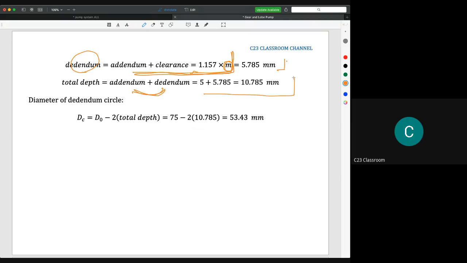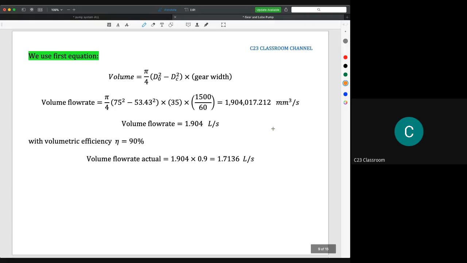To get the diameter of the dedendum circle, we can calculate like this, and we get the diameter of 53.43 millimeters. This is the diameter for the small d. Now the volume is pi over 4, d squared of the addendum circle minus that of the dedendum circle, and then we multiply with the gear width.